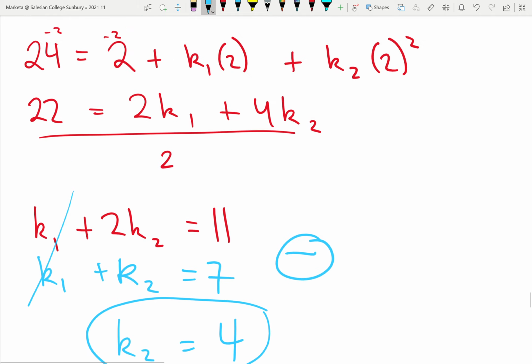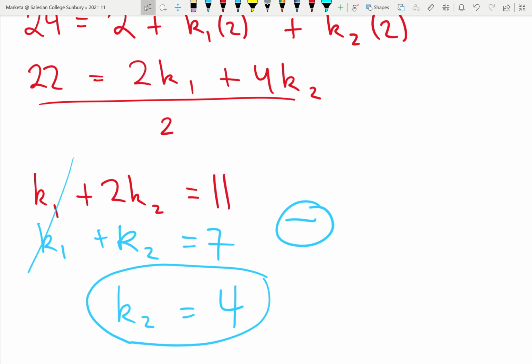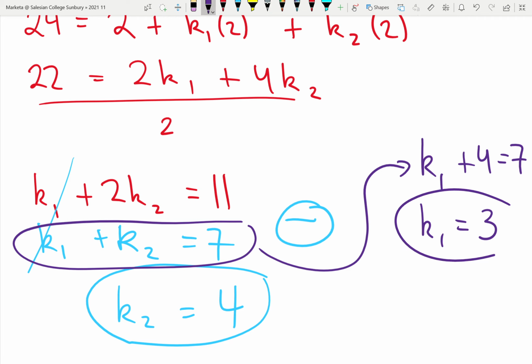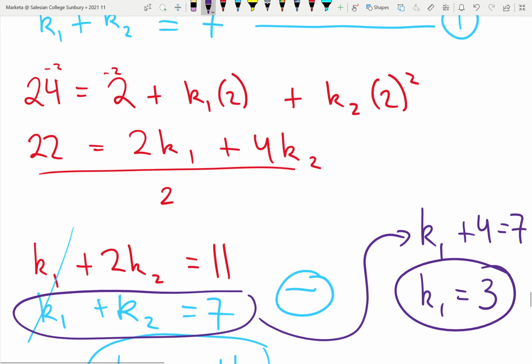So I can now find k1 by just subbing that in. So I'm going to use this one here. And now that I know that k2 is 4, I can say k1 plus 4 equals 7. And then, well, k1 equals 3, so minusing 4 on both sides. So now I've got my values of k1, k2 and c.